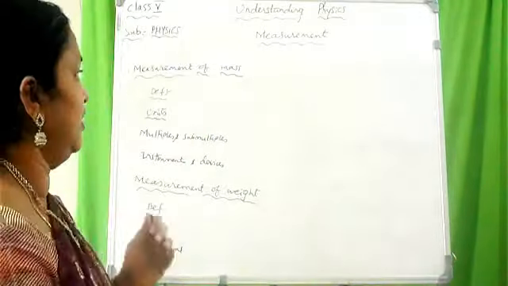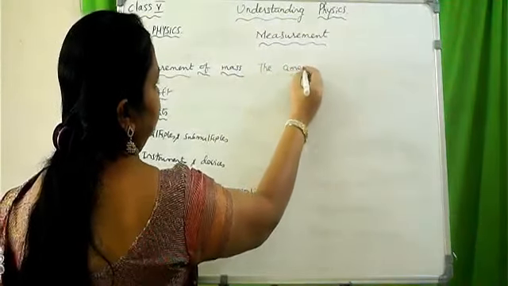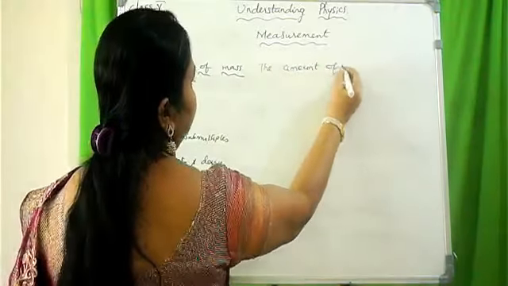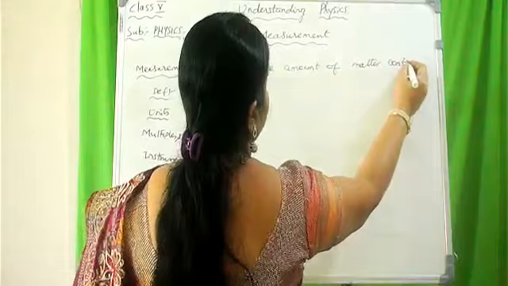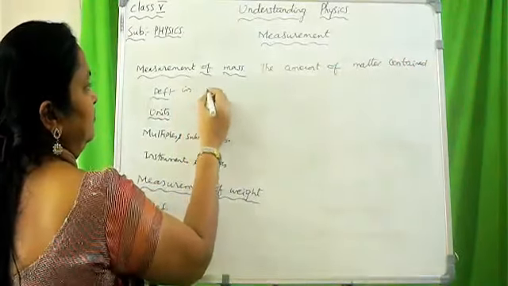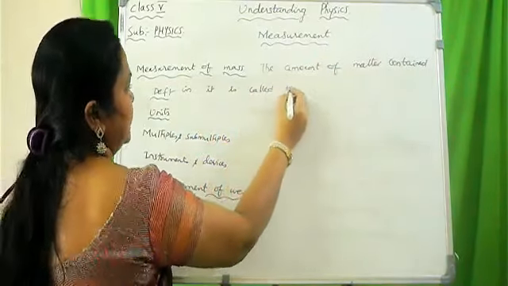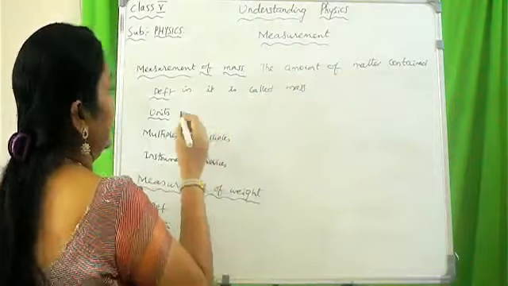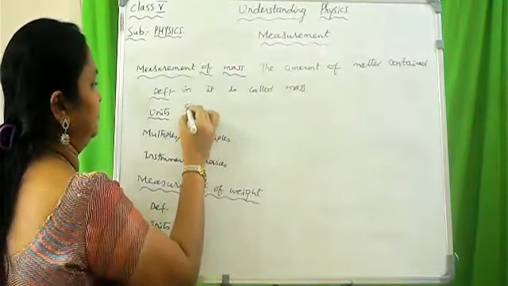So let me write it on the board. The amount of matter contained in it is called mass. And what is the SI unit of mass? SI unit of mass is kilogram.